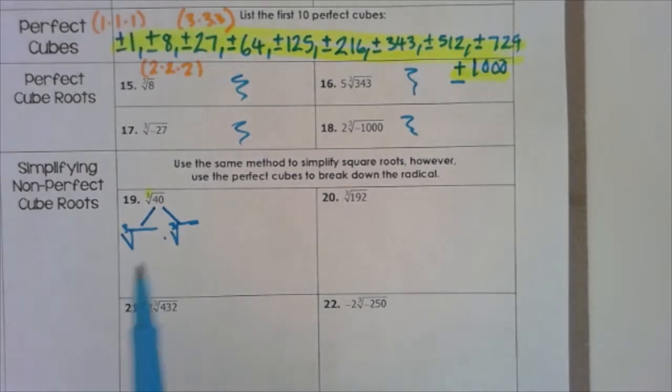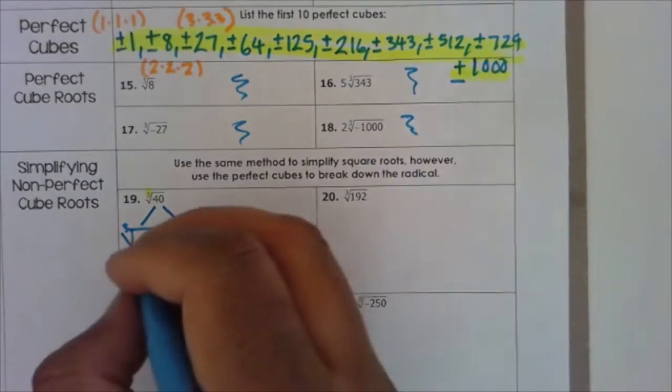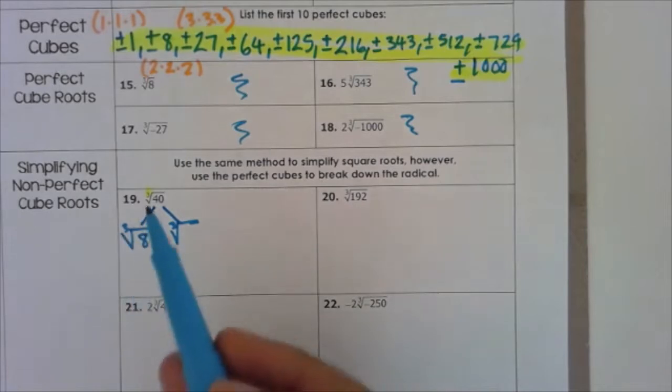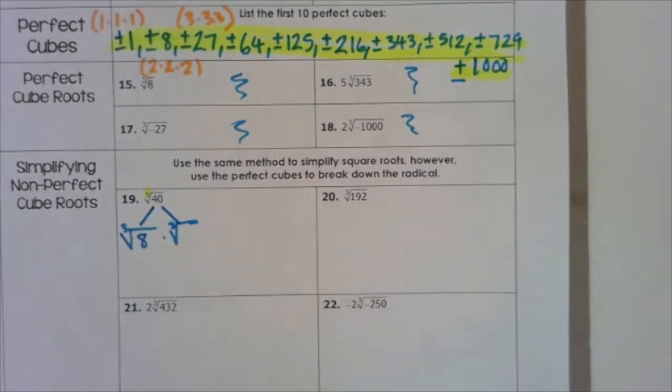So if I go ahead and look at 40 here, I'm going to use my perfect cubes to try to figure out what's the biggest perfect cube that can divide cleanly into 40. And I just happen to know that that number is 8. 40 divided by 8 is going to give me 5.